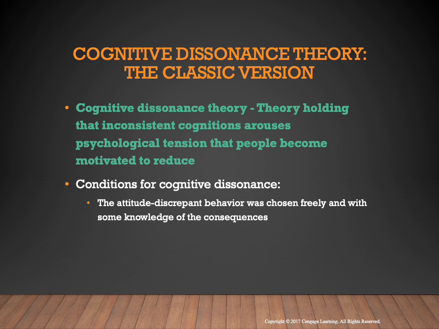Cognitive dissonance theory, the classic version. Cognitive dissonance theory is a theory that holding inconsistent cognitions arouses psychological tension that people become motivated to reduce. The conditions for cognitive dissonance theory are as follows. The attitude discrepant behavior has to be chosen freely with some knowledge of the consequences. If we are forced into that behavior, it's not our responsibility, and we do not experience the psychological arousal and tension.